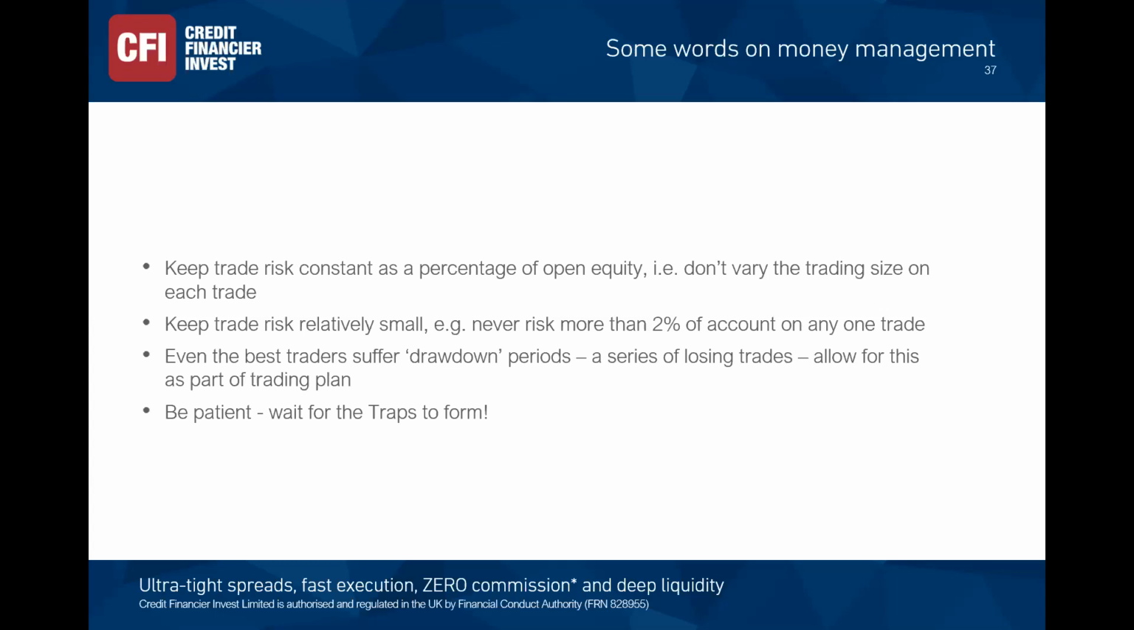Even the best traders or systems suffer drawdown periods, a series of losing trades. So if you're trading, treat it like a business. Allow for a drawdown period as part of your trading plan. And I would say in closing, the best thing to do is to be patient and to wait for these traps to form, because they will form on a regular basis. It's a regular feature of every market that big moves form after the formation of traps. So wait for the trap to form. That gives you a clue which way the market should be going, and then take action.